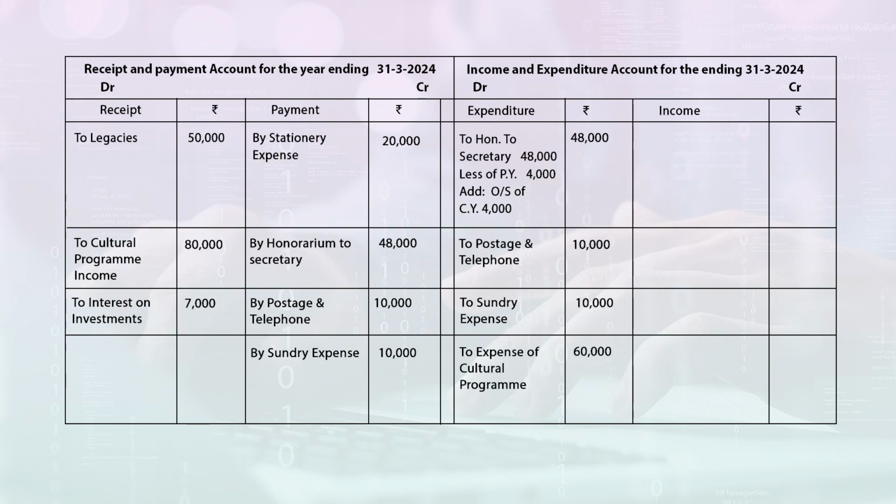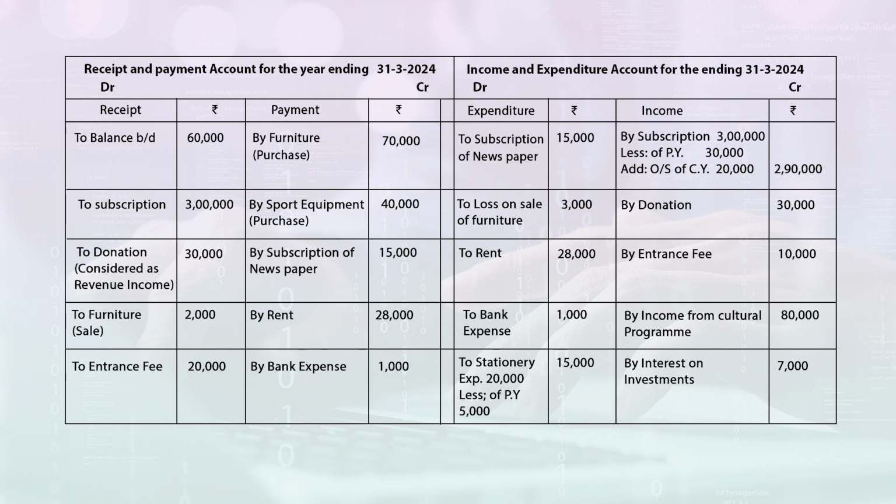The next item in case of debit side of receipt and payment account is legacies of rupees 50,000. Then there is cultural program income of rupees 80,000. Then there is interest on investment which amounts to rupees 7,000. Moving on to the credit side of the receipt and payment account.